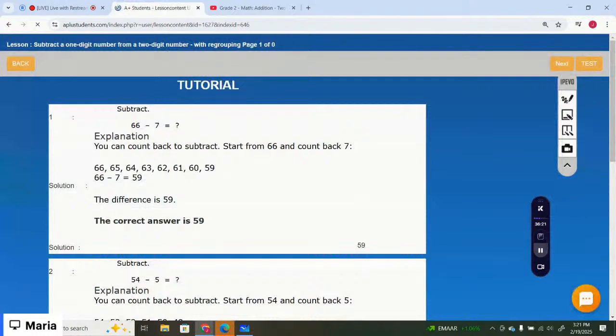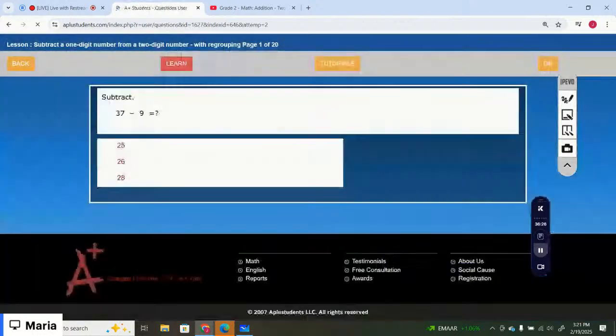Subtract a one-digit number from a two-digit number with regrouping. Let's just start with the test questions.